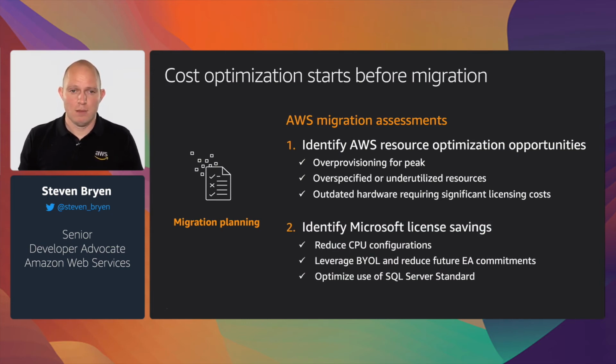Is moving to a bring your own license model a good idea? Can you use license included in AWS? Can you reduce your future enterprise agreement commitments by doing any of these things, depending on how you're operating at the moment in your environment?